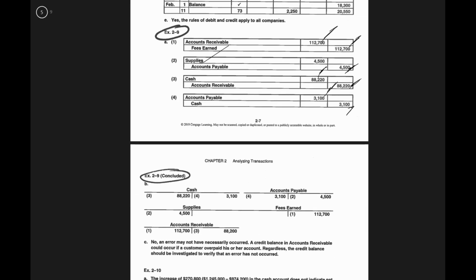So cash normally has a debit balance. Accounts payable has a credit balance. Supplies always has a debit balance. Fees earned has a normal credit balance, and AR has a normal debit balance. So in this case, for transaction number 1, you notice how we debited an AR and we credited the fees. So we go to the AR, we debit the AR, and we credit the fees earned.